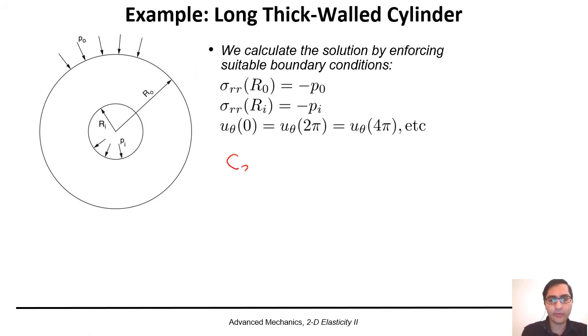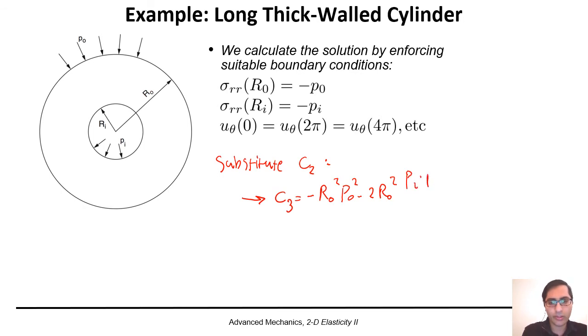As a result, C3, so basically substitute C2, we end up with C3 equal to minus RO square PO square minus 2 RO square PI RI square minus PO RO square divided by 2 times RO square minus RI square.